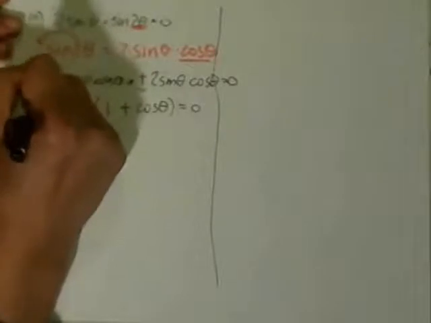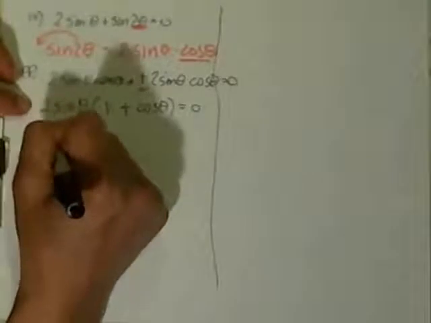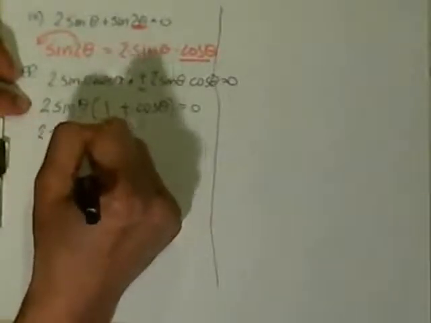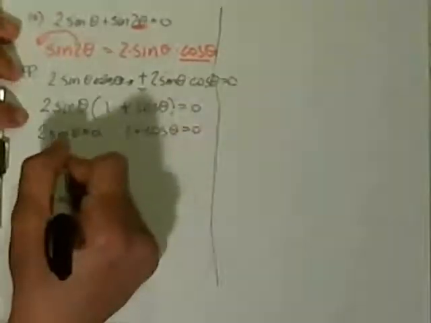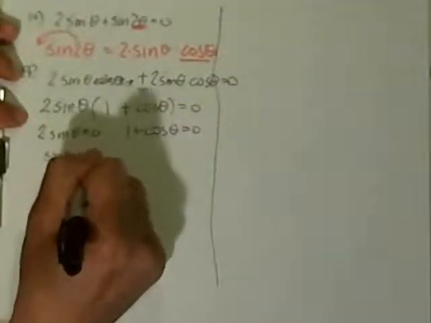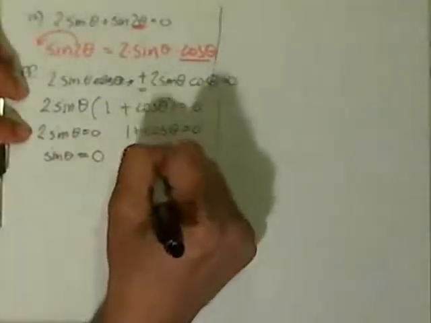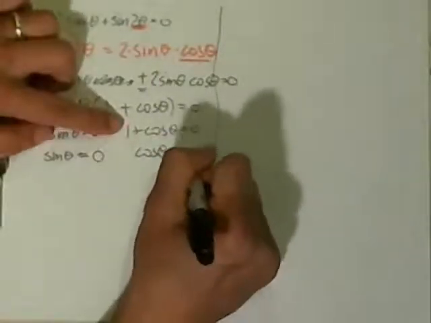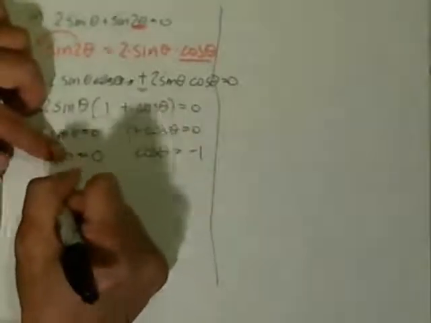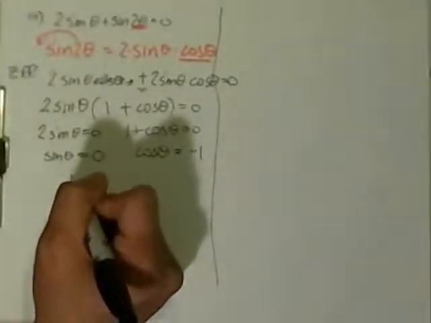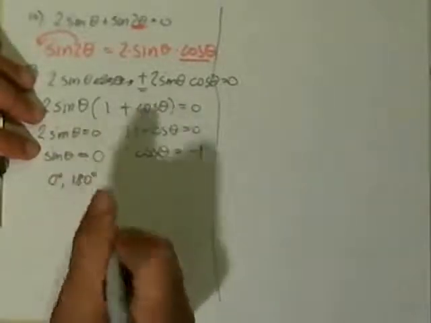Zero product property. We should know that from 6.1. We set each factor equal to 0. 2 sine of theta is equal to 0, and 1 plus cosine of theta is equal to 0. Solving, sine of theta equals 0 divided by 2, which is 0. Cosine of theta is equal to negative 1 after we move the 1 over. For what angle will sine be 0? Let's look at number 10, it's still in degrees. Okay, so 0 degrees and 180 degrees.